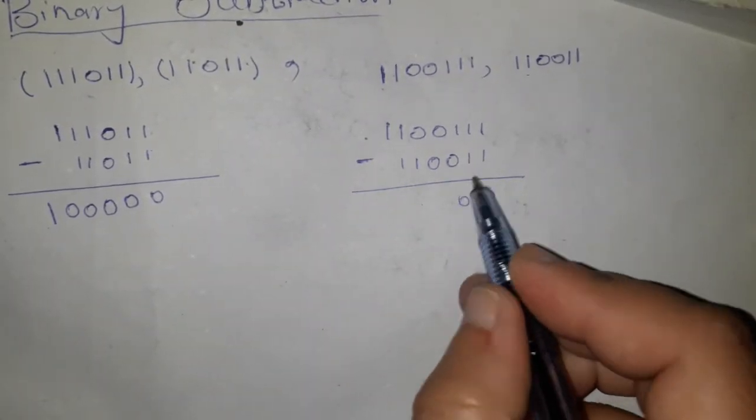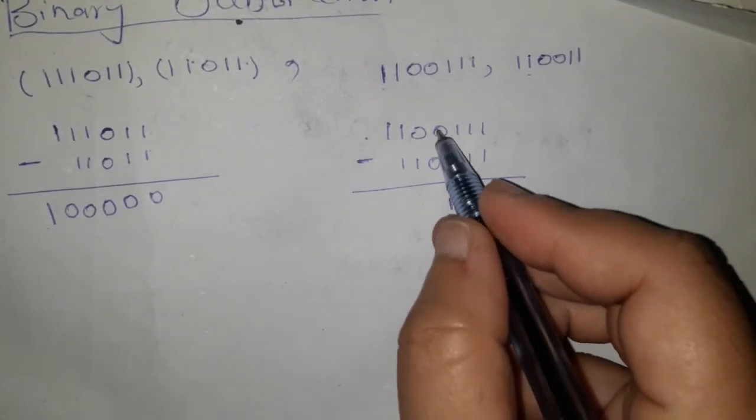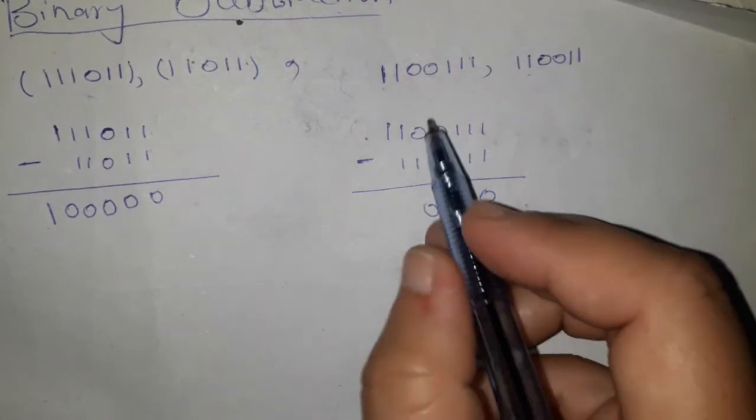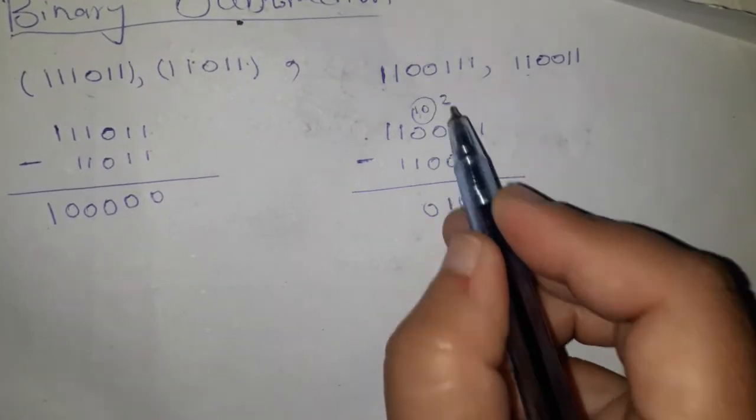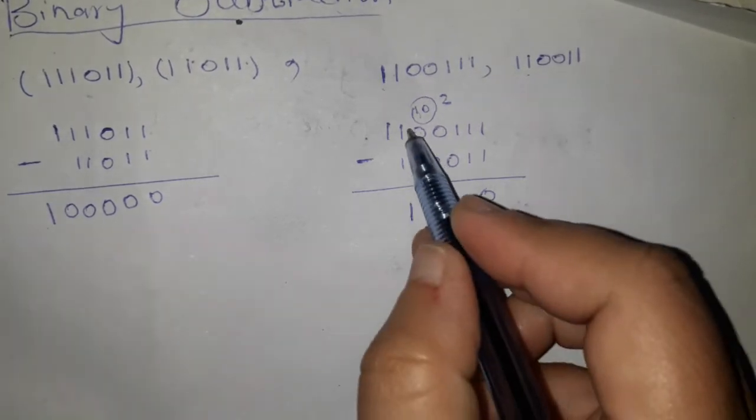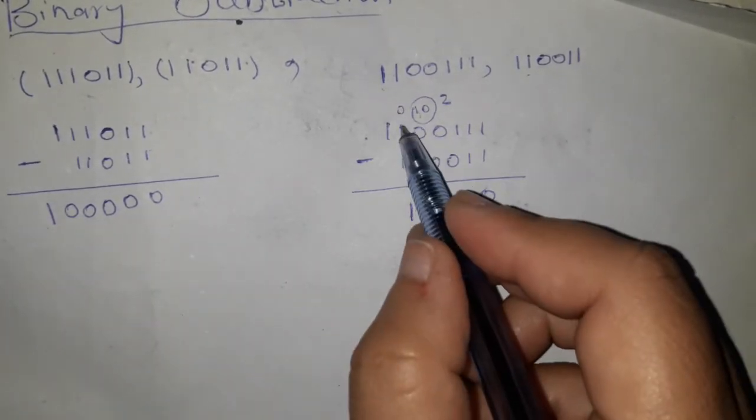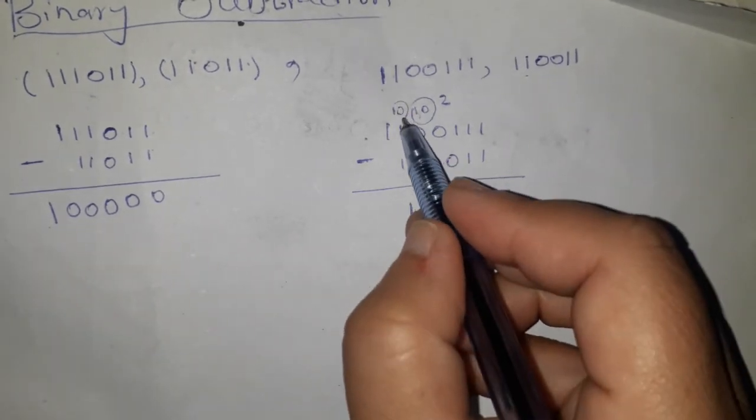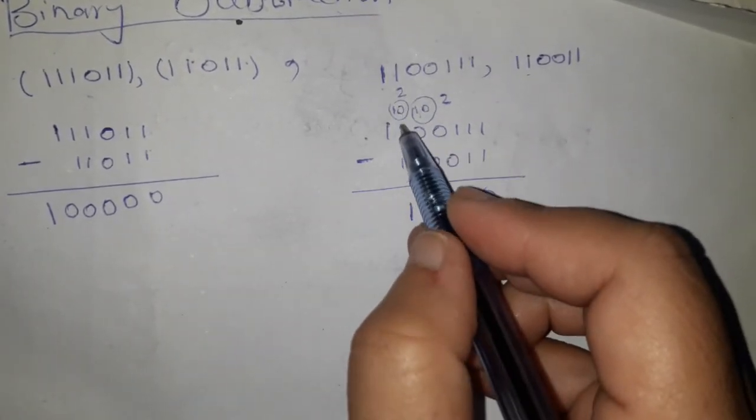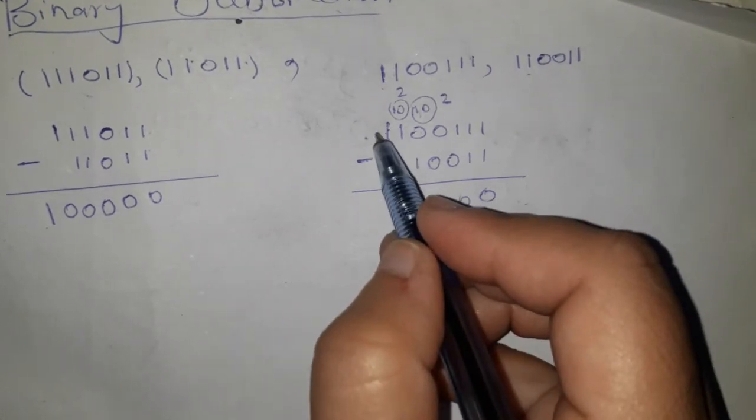1 minus 1 is equal to 0. 1 minus 1 is equal to 0. 0 minus 1: 1 cannot be subtracted from 0, so a borrow is needed. It will become 10, which means 2. 2 minus 1 is equal to 1. So in this way a borrow can be used.